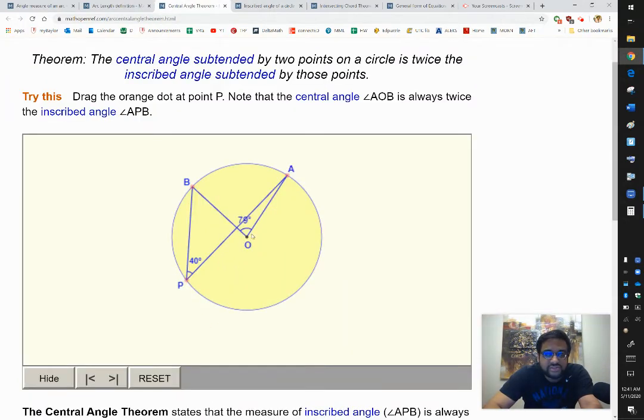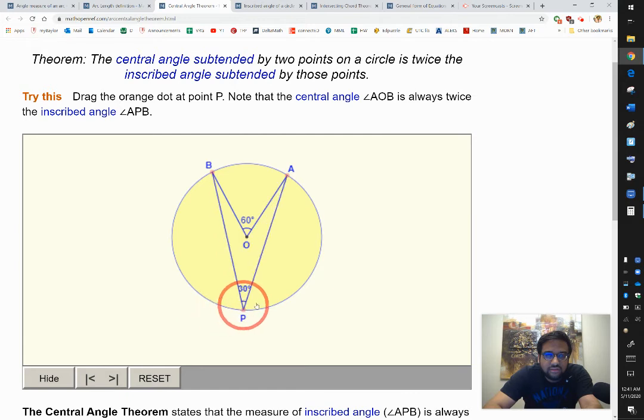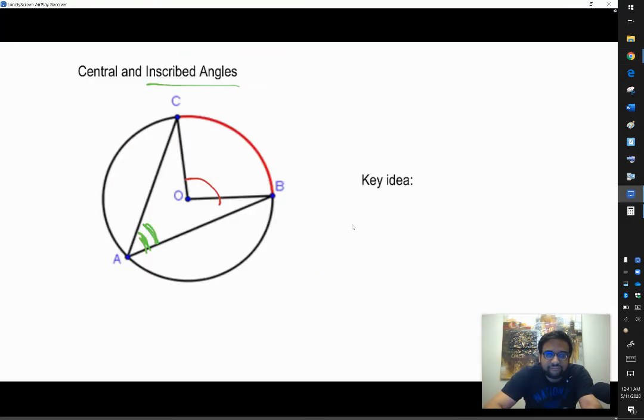And what I want you to notice is the relationship between the two angle measurements. It's not always going to be the exact right pair of numbers because of the way rounding works in the software, but you'll notice a pattern. As I make the central angle something, what do you notice about the inscribed angle? You'll notice that it's always half as big, and that's a key idea here.